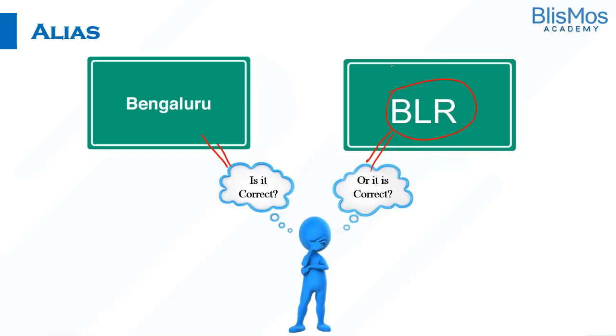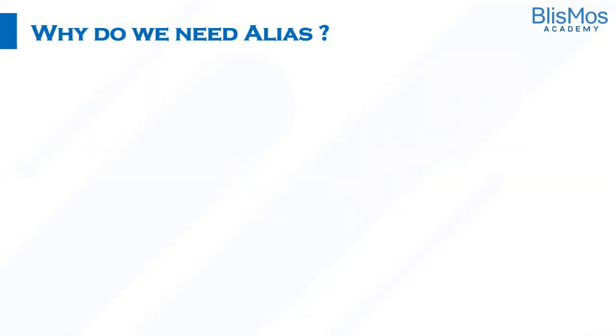What exactly is alias then? Alias is used to indicate that a named person is also known with another name. For example, Bengaluru also is known with BLR or Bangalore. What exactly alias is doing in SQL? Let us find out that. And why do we really need alias?